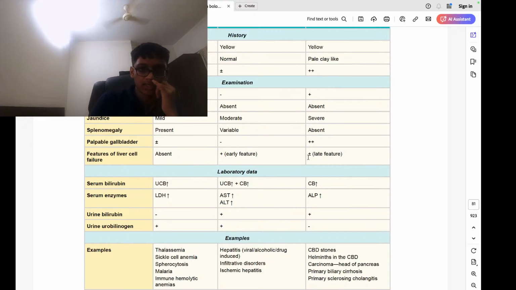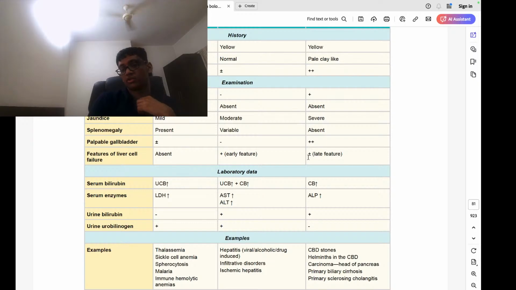Then bradycardia is absent in pre-hepatic and hepatic. However, in post-hepatic, you will have bradycardia. Pallor will be present in hemolytic, because pre-hepatic hemolysis will be present. It will be absent in the others. Jaundice will be mild in hemolytic, moderate in hepatic, and very severe in obstructive.